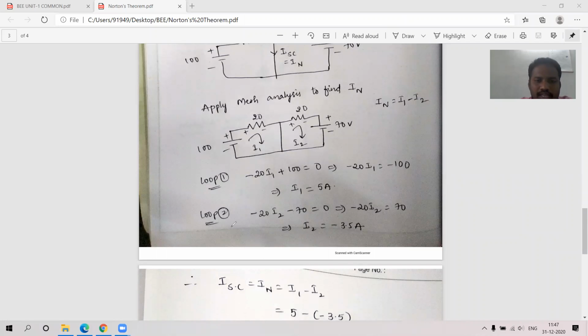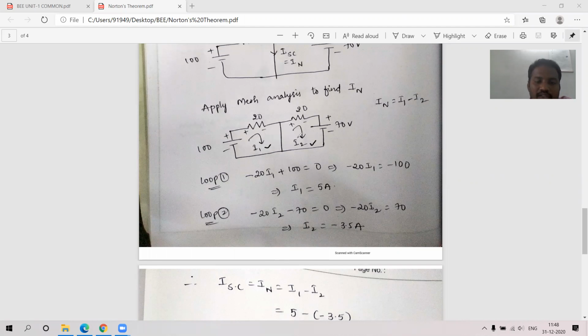Okay, this is the mesh analysis you can see here. This is the circuit I have. In this circuit, I am going to apply KVL. I'm taking the two loops. Two loops means two loop currents are there, that is I1 and I2.